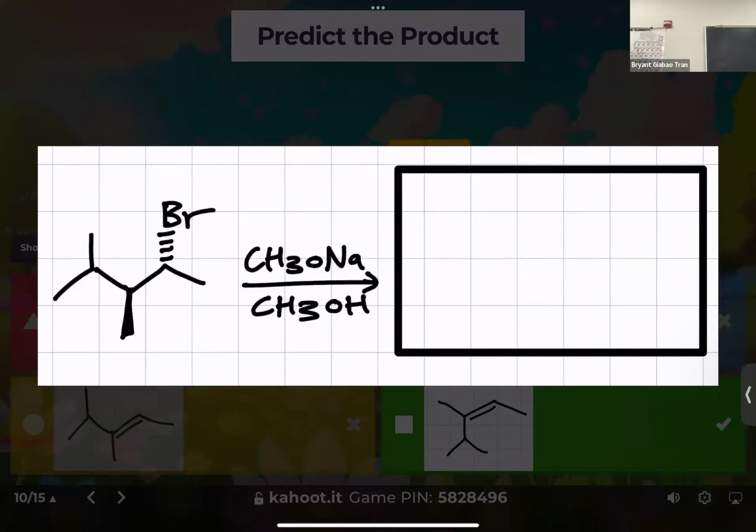Right. Does this part make sense on how I got to this rotated structure? Right. So I just rotated those three groups to make that hydrogen anti to that leaving group. Once that is anti, we could do the normal E2, which gives us the right answer there. Where the isopropyl is down here, the methyl group is up there. Yeah.